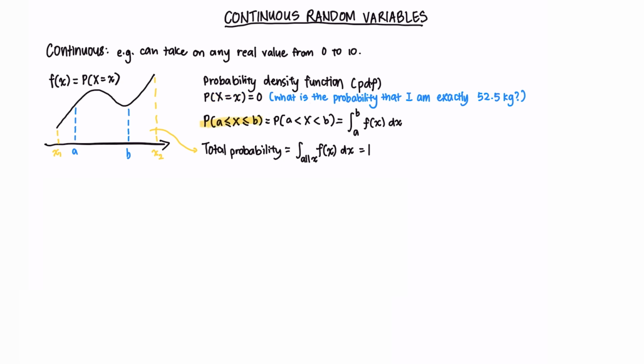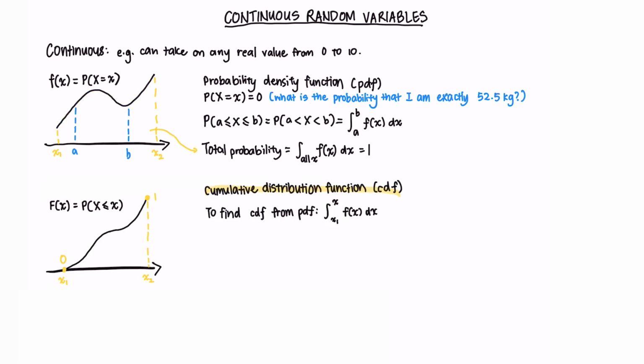And as such, if you look here, it doesn't matter if it's inclusive or exclusive of these 2 points A and B over here. So the probability that my variable is strictly between A and B is also still the integral from A to B of f(x). Now again, similar to discrete random variables, your total probability is 1. So your total area under this curve is just 1.